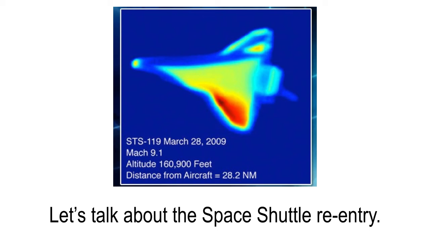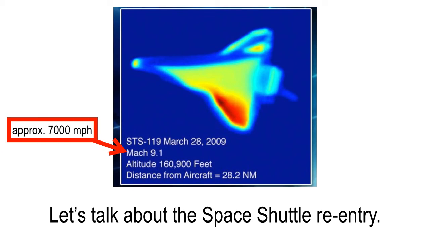Altitude, 160,900 feet. Speed, Mach 9.1. They're really moving. Matter of fact, 9.1 Mach is about 7,000 miles per hour. Go ahead and jot that down. 160,900 feet, that's about 50 kilometers.